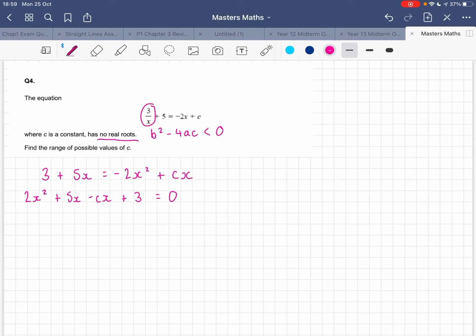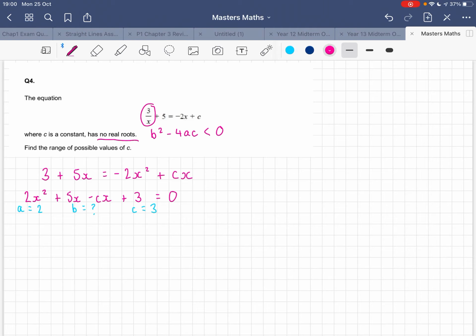Now I need to know my value of a, which is 2, because that is the coefficient of x squared. My value of c is 3, because that is the constant term at the end. But the problem I have right now is that I have 2 terms that have x on their own. I need to group the 2 coefficients together in order to find out what b is, because right now I don't know.